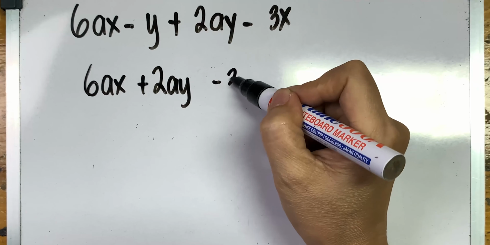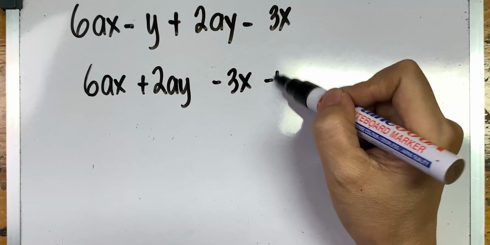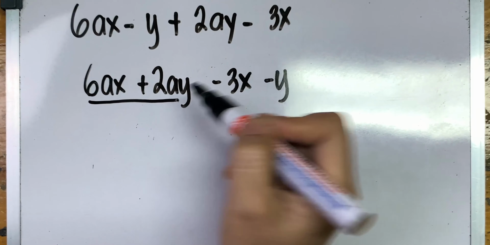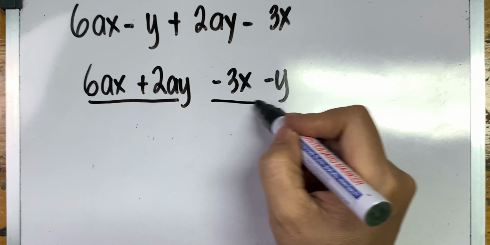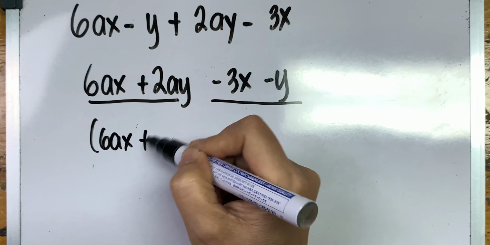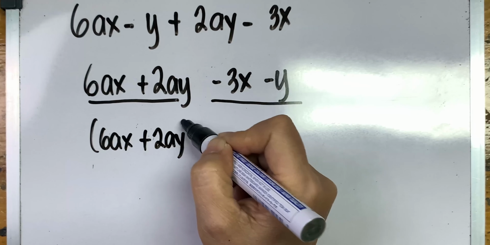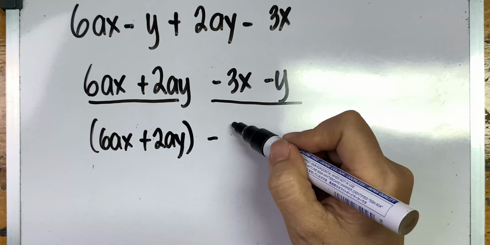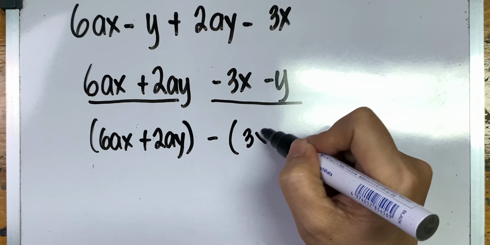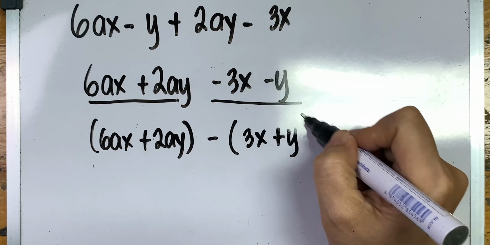And then yung 3x at saka yung negative y. Okay? Pwede na natin silang i-group. Okay? So, 6ax plus 2ay. Then may negative sign. So, labas natin yung negative. Meron tayong 3x plus y.